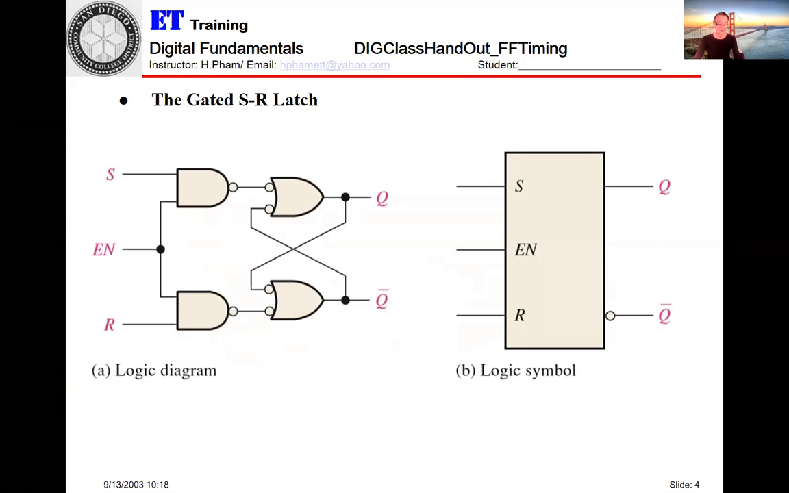The next one will be talking about the gated set-reset latch. Now, if you see this one, can you see my pointer here? Yes. So this time you can see my pointer. I want to try again to see if it works. Can you see it? The green color. Yes, we can see it, Mr. Pham. Okay, you see now.